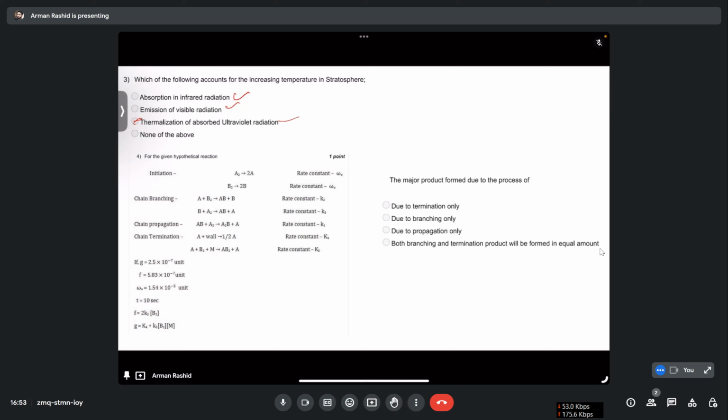Okay, so we'll go to the fourth question. For a hypothetical reaction, now we have a reaction. This is question number 4.